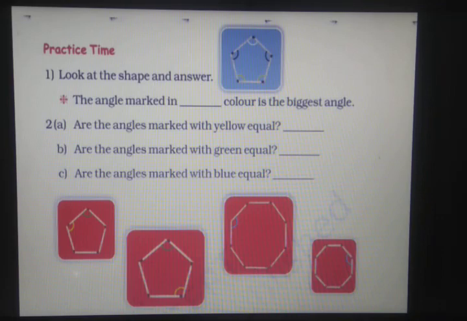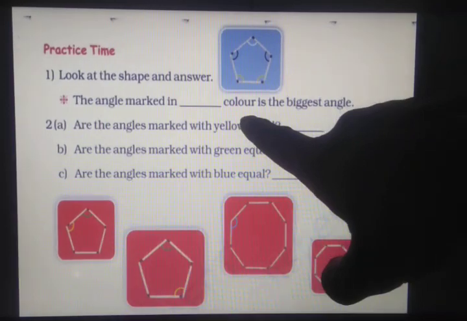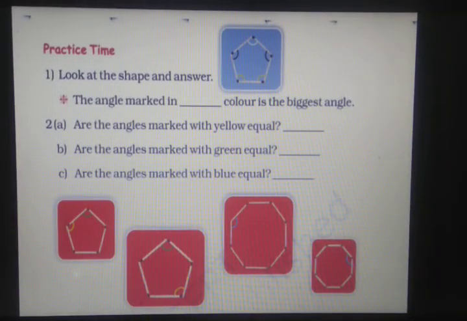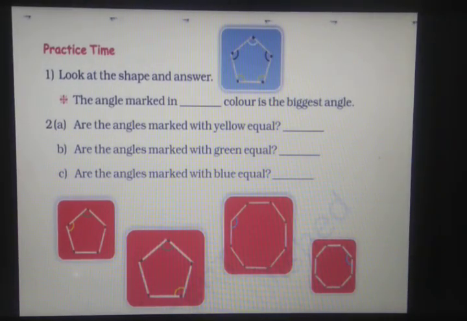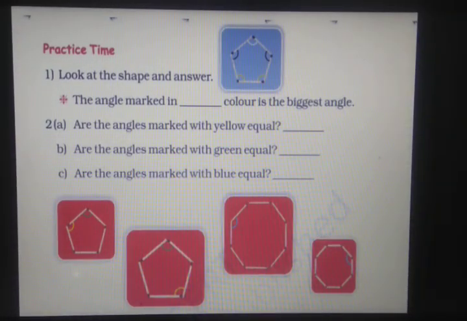Now let's do some practice. Look at these shapes and answer. The angle marked in black color is the biggest angle. Here the question is to find which is the biggest angle. Yellow mark, blue mark and white mark are given. So which angle is bigger? You can see that this blue mark is the bigger angle compared to the remaining angles. So the answer will be blue color.